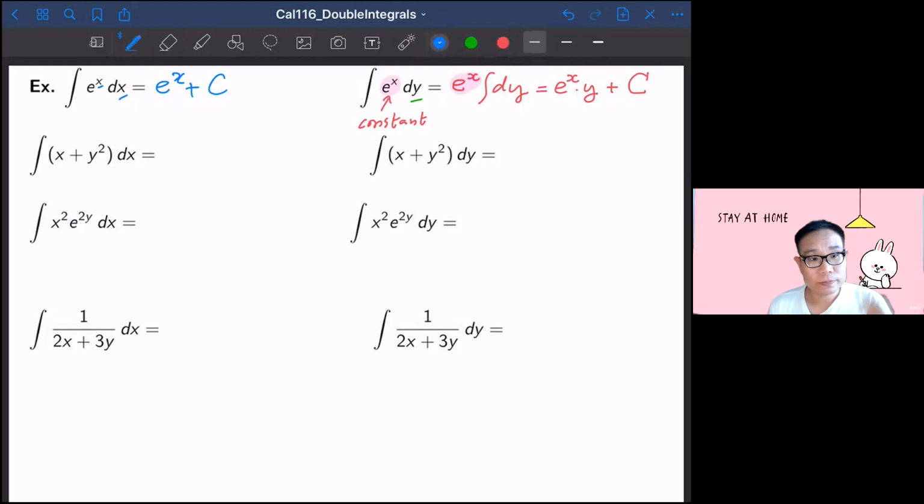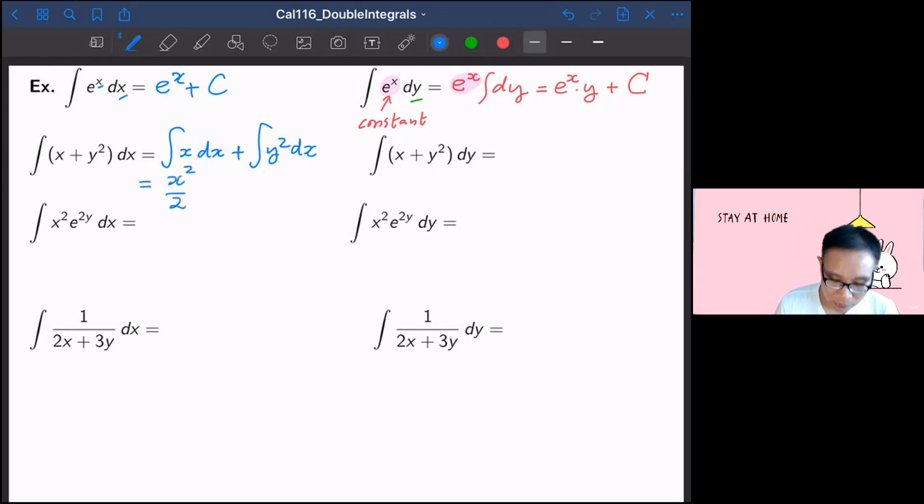For the next one, you are integrating x plus y squared dx. This will be the integral of x dx plus the integral of y squared dx. The integral of x dx is x squared over 2. For y squared, this is just a constant. So in this case, it's going to be y squared times x plus c. It's going to be just that.